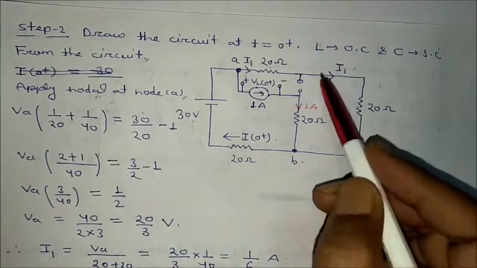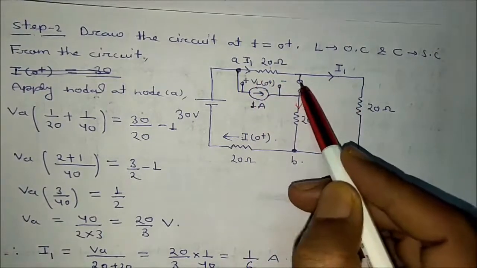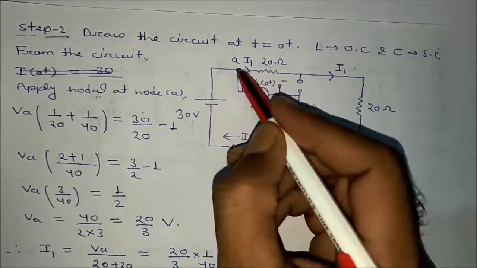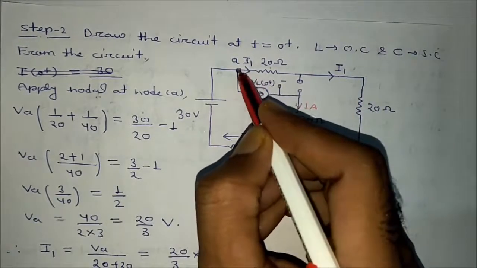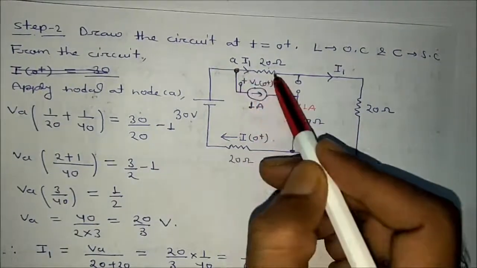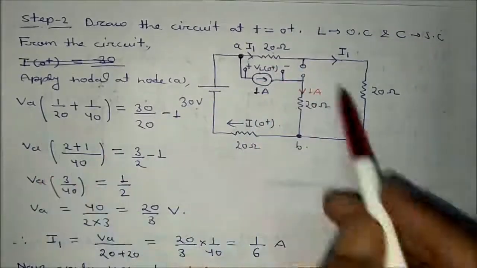Is it okay? This current I have assumed I1, so this will also be I1, because this is open circuit, there will be no current. Now can I write a nodal here? At this point, what we will write? VA bracket self resistance. Self means 20 and 20, these are in series. That means this is 20 plus 20, this is 40.